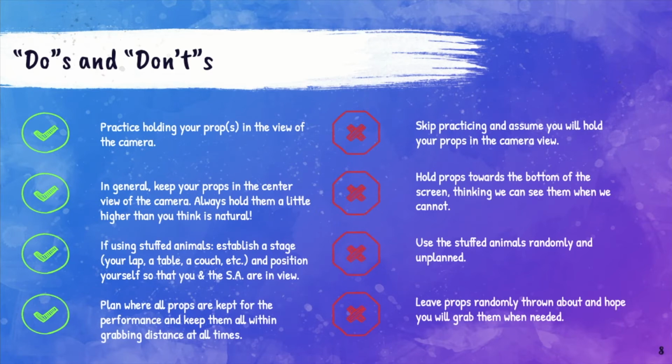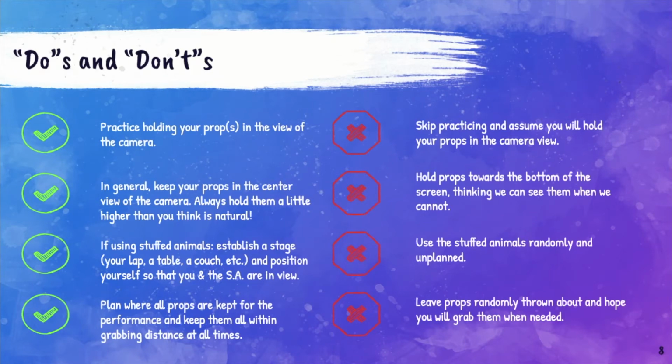Do, in general, keep your props in the center view of the camera. Always hold them a little bit higher than you think is natural. This is important. If you hold it too low, we won't be able to see it. You'll see that in the example soon. If you're using stuffed animals, establish a stage, whether that's your lap, a table, a couch, or something else, and position your body so that you and the stuffed animals are in the view of the camera.